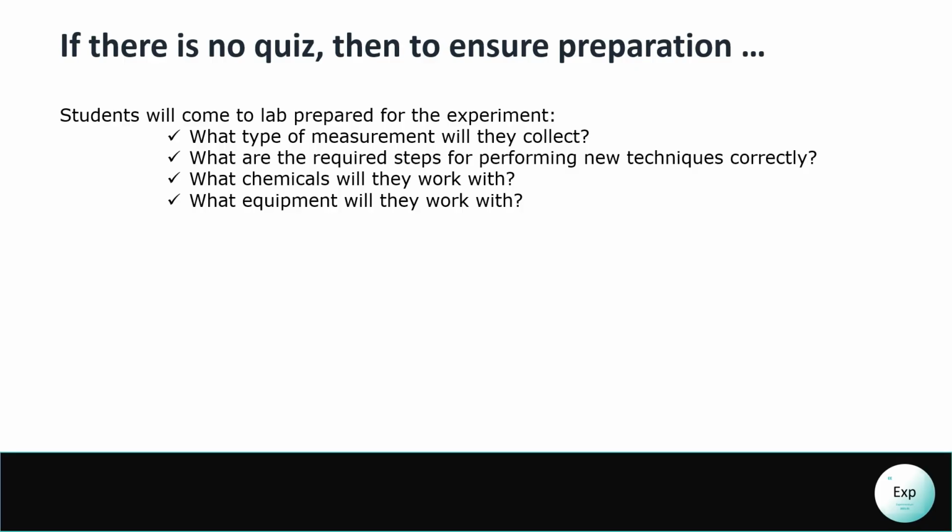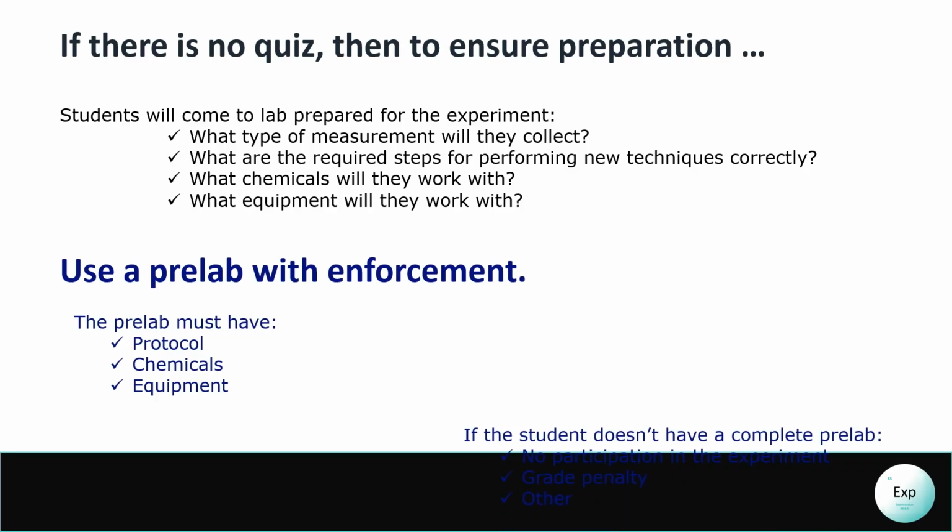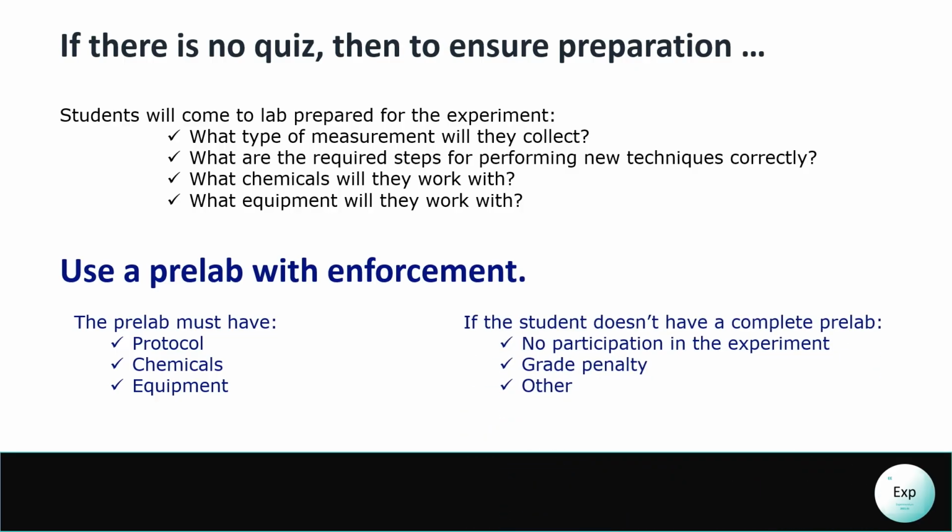It's straightforward to assume that we could measure all of this with a quiz at the beginning of the class. But if there's no quiz, how can we ensure that the students come prepared? Well, we could use a pre-lab with enforcement. And that means that in that pre-lab, we require the parts that are essential to students completing the experiment. That is the protocol, the chemicals, and the equipment. And the enforcement part of this is that if the student doesn't complete the pre-lab, then there are consequences. Those can be either not allowing the student to participate in the experiment, apply a grade penalty, or something else that we find appropriate for connecting the lack of preparation to the consequence that follows.